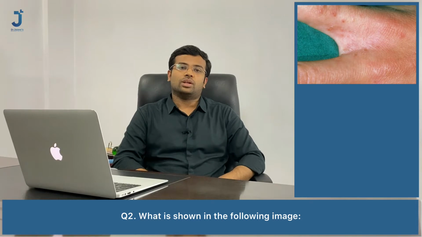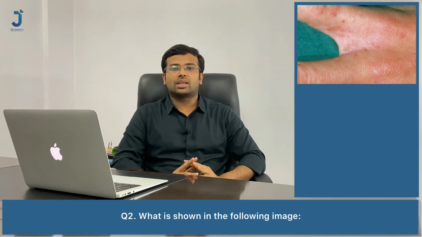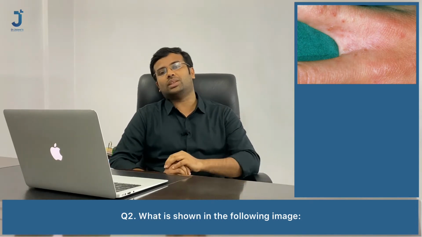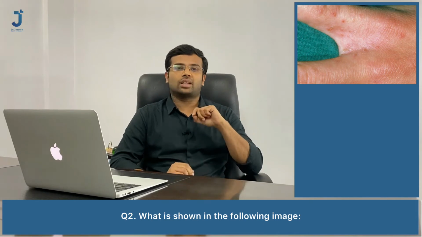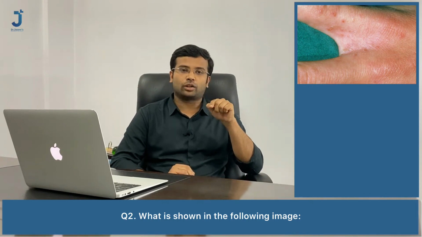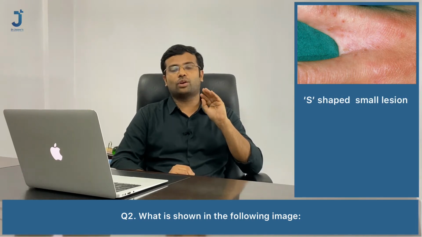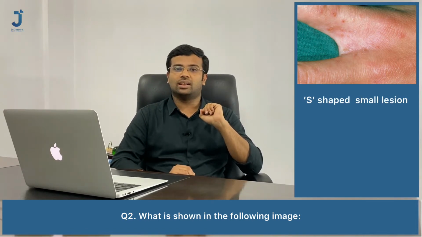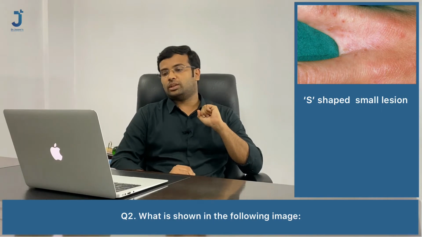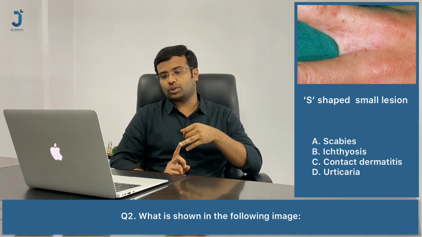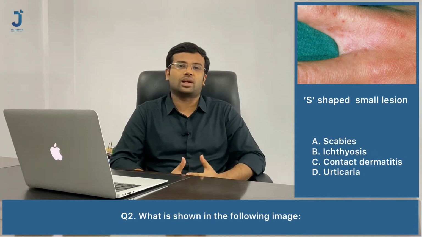What is shown in this following image? So that is a question and an image like this is given. So what you can see in this image is that there is a small elevation over the skin, and if you closely examine, it has a shape like that of the alphabet S. So an S-shaped elevation over the skin is usually seen. So what are the options given? The options are scabies, ichthyosis, contact dermatitis and urticaria.